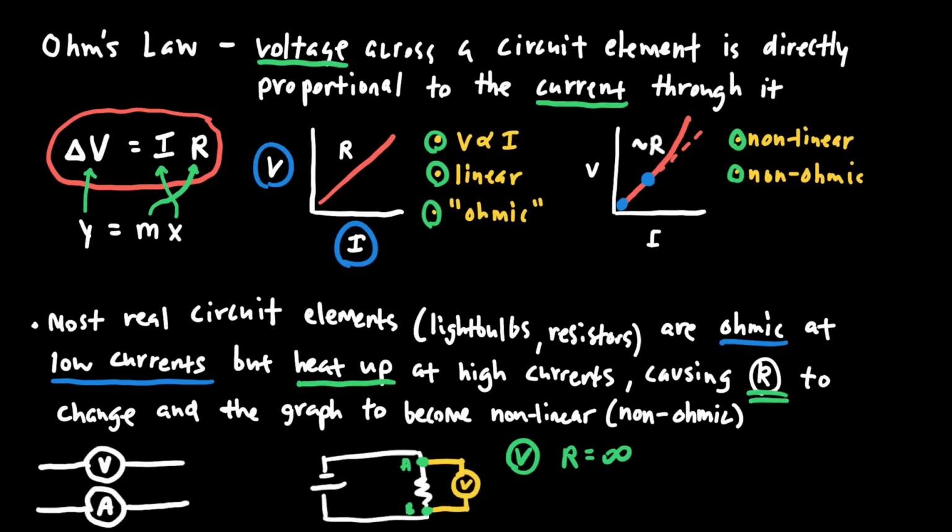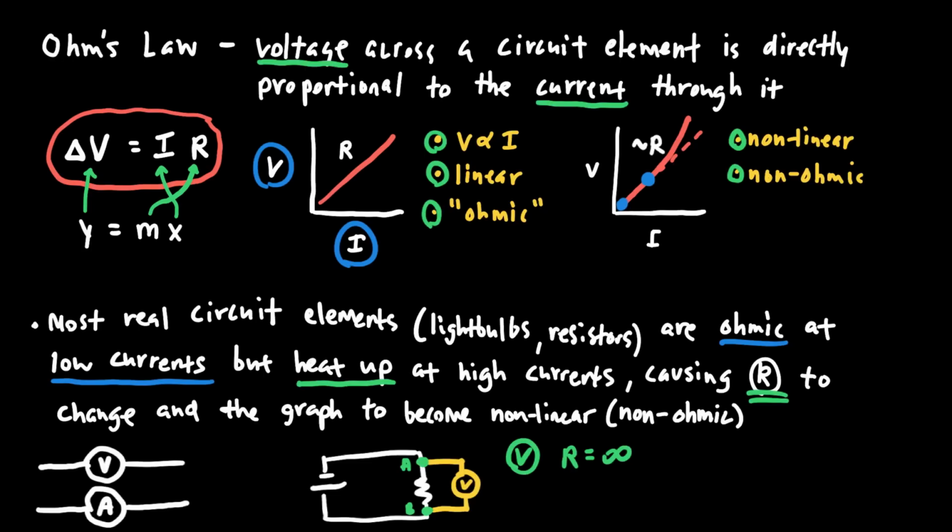The only way that I can add a measuring device that measures the voltage without affecting the circuit is if it has infinite resistance, which means when the charge comes out of the battery and gets to point B, its only choice is to flow through the resistor. It can't flow through the voltmeter. Therefore, the presence of the voltmeter does not influence the voltage or the current or anything in this circuit.